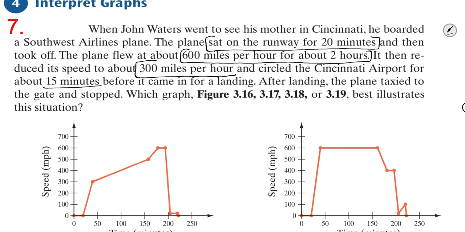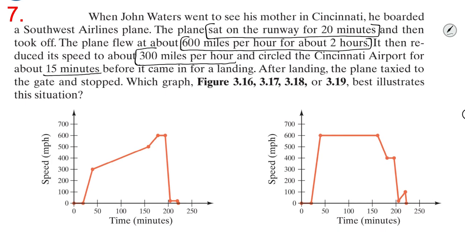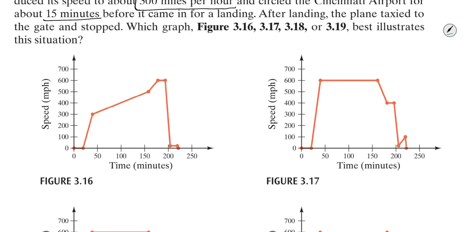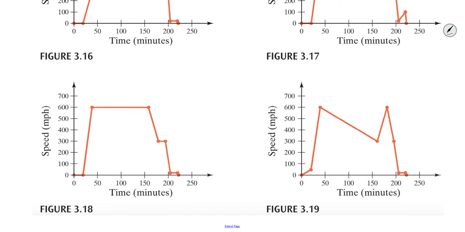So we sit on the runway for 20 minutes. So we're sitting still for 20 minutes. So that means it's going to be kind of like this where we're flatlined for 20 minutes. Now this looks about the same as this, so we can't get rid of those. All right. Down here, I got another one where I'm just sitting still, not doing anything. Now this one looks like we got some movement going up. So this one we can eliminate because we have some movement right away from 0.